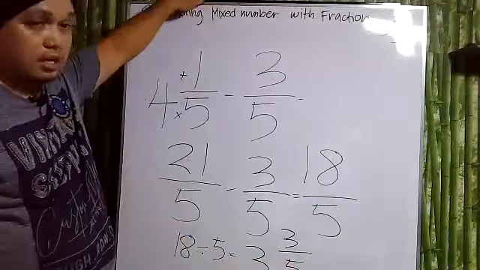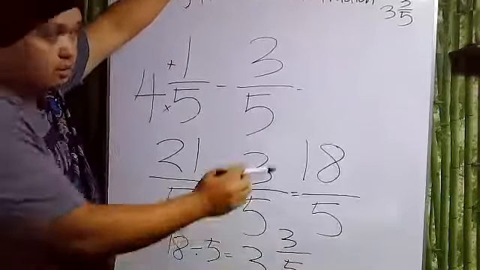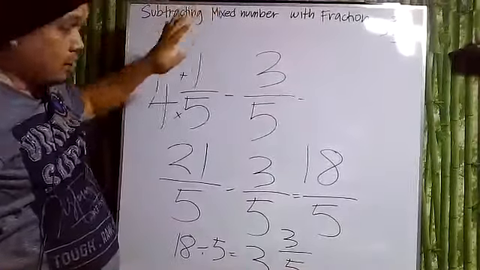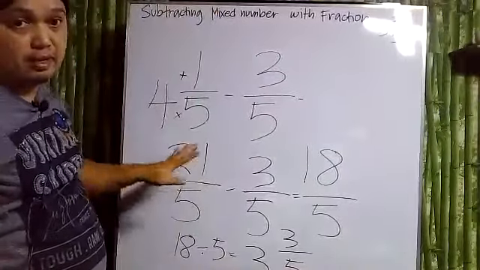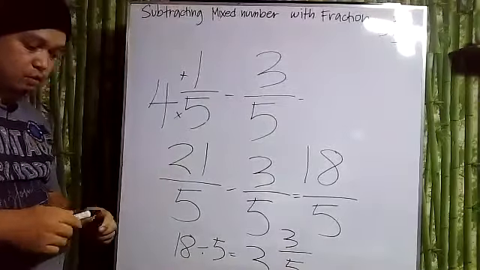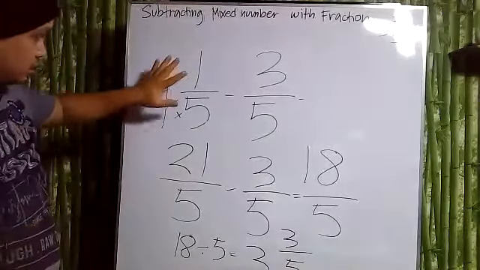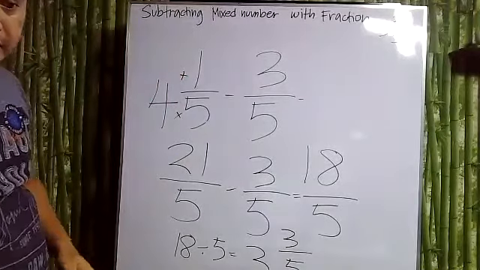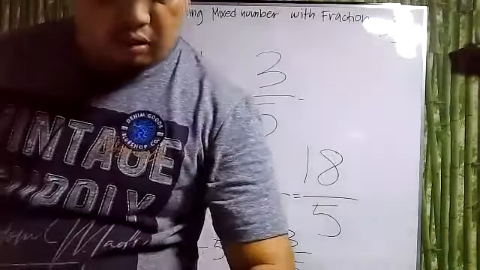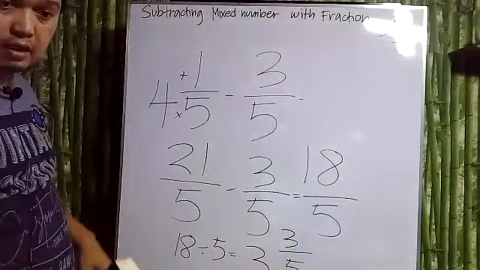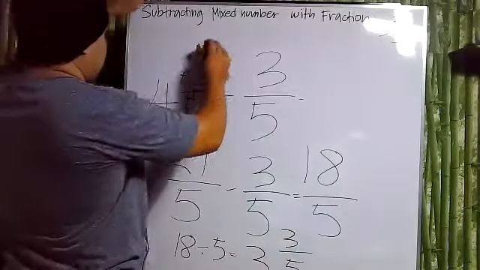The same as our answer here, right? That's 3 and 3/5. The same answer using a different method. That's going to show you the different ways to answer this. Let's change the mixed number into an improper fraction. So that's our third example. Let's have our fourth example.